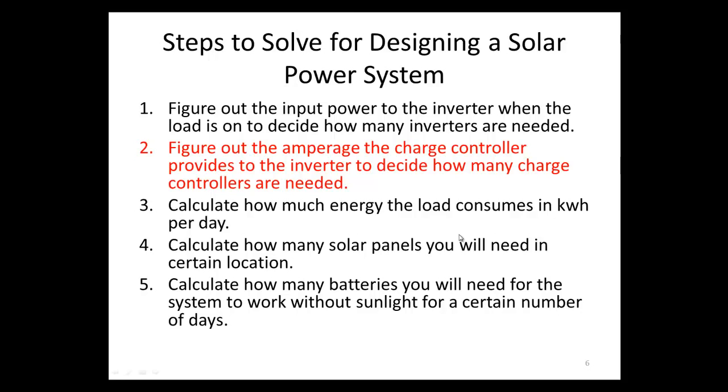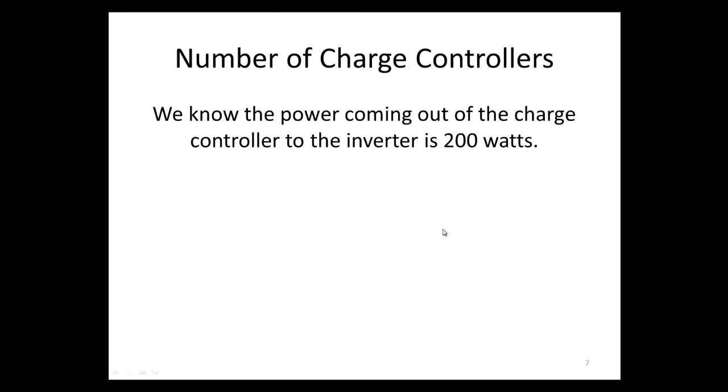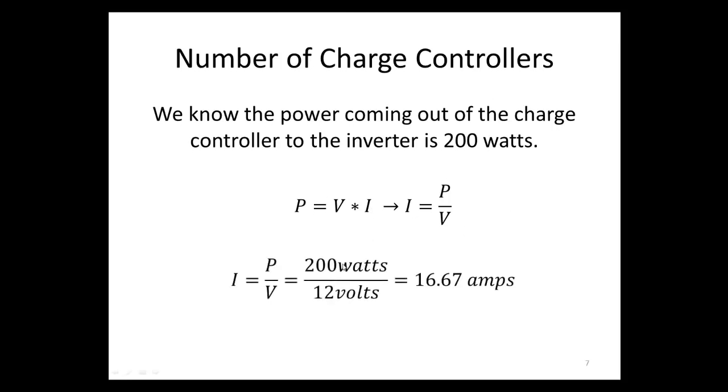Now step 2, we want to figure out the amperage the charge controller provides to the inverter to decide how many charge controllers are needed. We know the power coming out of the charge controller to the inverter is 200 watts. We have to figure out what the current is though, because the charge controller is rated with a current rating. If we remember that power equals voltage times amperage, we can again rearrange the equation for the unknown: amperage equals power over voltage. The power is 200 watts, and the voltage is 12 volts, so the amperage is 16.67 amps, coming from the charge controller and going to the inverter.